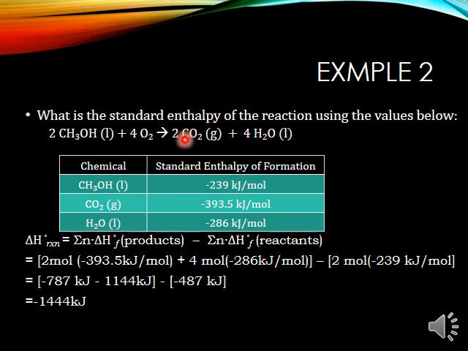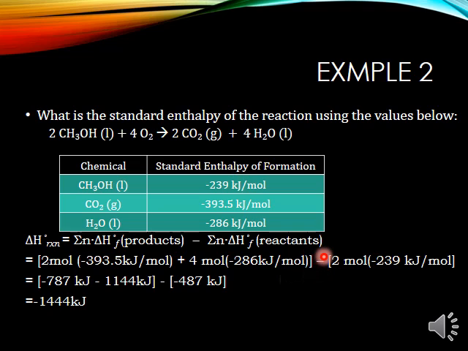So our first product is carbon dioxide. We have 2 moles of carbon dioxide times its value from the table, so negative 393.5 kilojoules per mole. You can see the moles will end up canceling out. We're going to add that to our other product. Our other product is water, and we have 4 moles of it. So 4 moles times the value for the water. And that gives us our products.